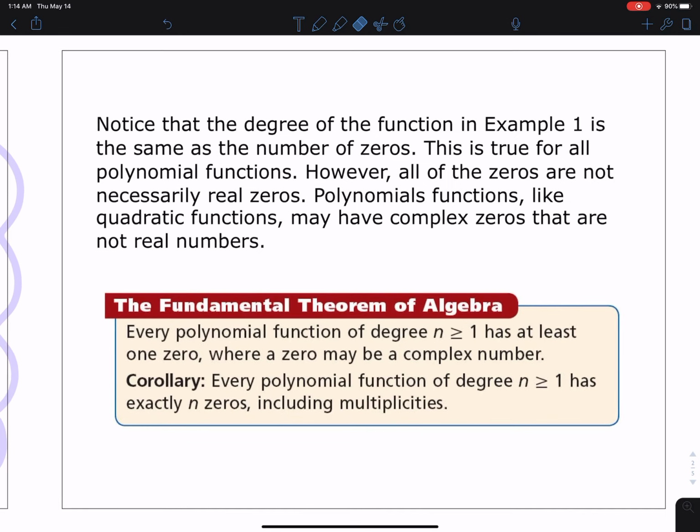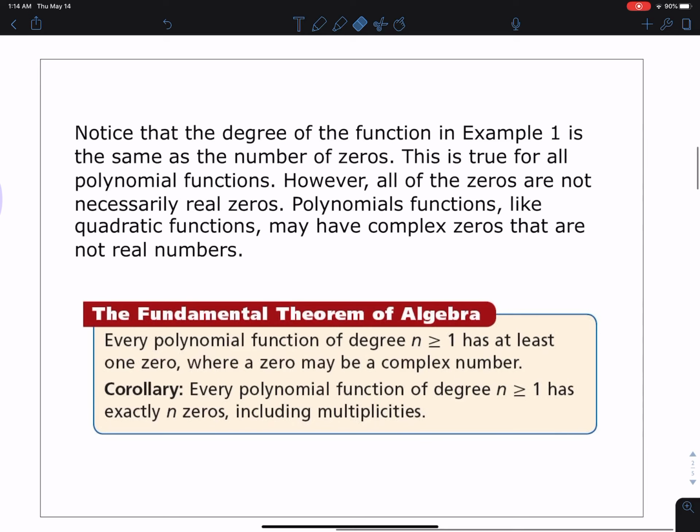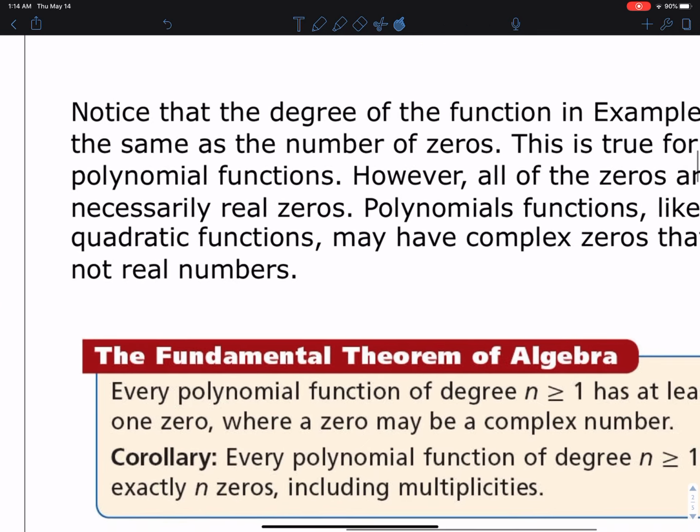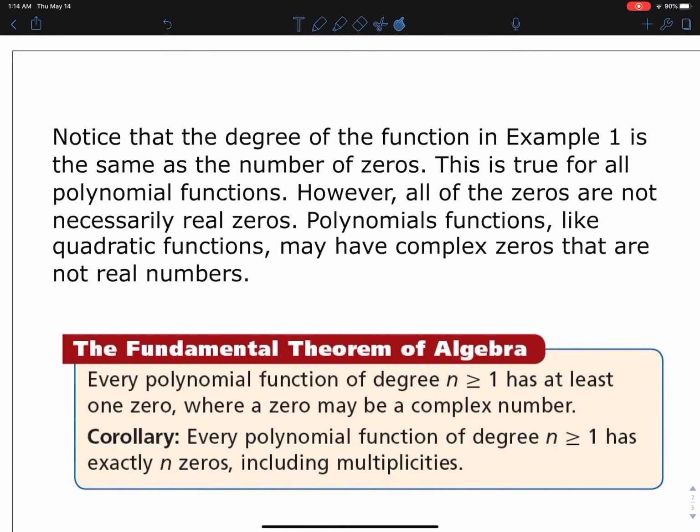Okay, so this gets us into the fundamental theorem of algebra, which we've indirectly been talking about. The degree of the function in example 1 is the same as the number of zeros. Looking at this one, the degree of our polynomial is to the third power, and we have 3 zeros. This is true for all polynomial functions.